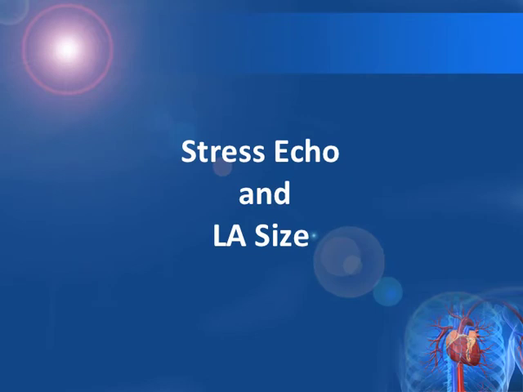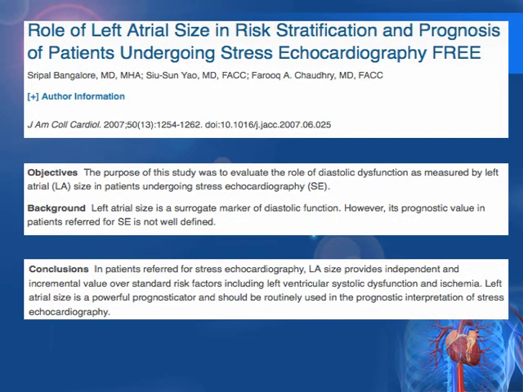What about relationship of left atrial size and stress echocardiograms? In this study, the objective was to really look at diastolic function as measured by the left atrial size, and we will mention that briefly, in patients that were undergoing stress echocardiography studies. And the conclusion was that the left atrial size provided independent and incremental value in assessing as being a powerful prognosticator and should routinely be used in prognostic interpretation of stress echocardiography. And I'll show you the data.